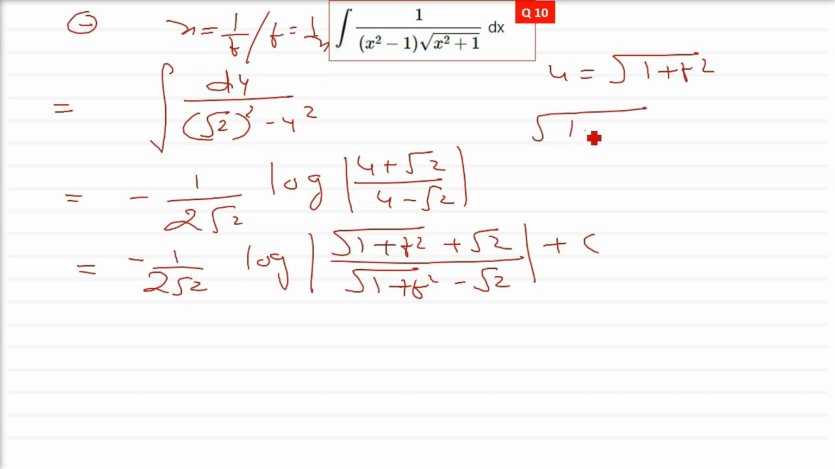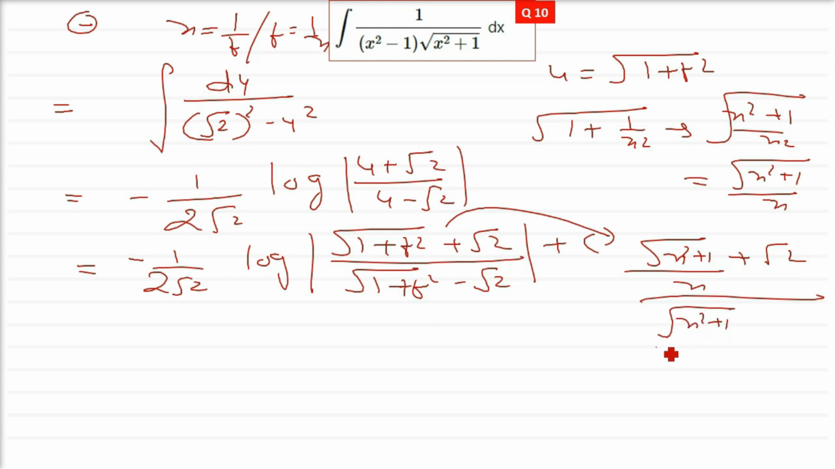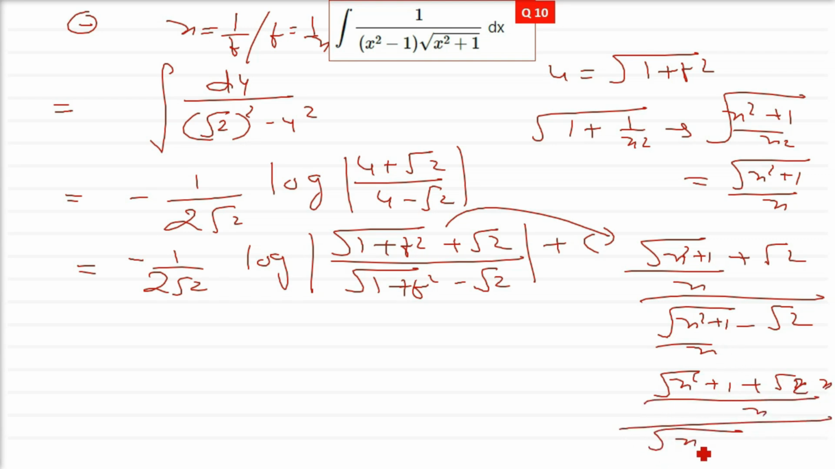And one more thing is remaining, because t was taken as 1 by x. So t is 1 by x because x was taken as 1 by t. So what are you going to get? 1 plus t square, in place of t write 1 by x. So you'll get 1 plus 1 by x square, that is x square plus 1 in the under root divided by x. So when you put it here, root x square plus 1 divided by x plus root 2 divided by under root x square plus 1 divided by x minus root 2. So you can take the LCM: under root x square plus 1 plus root 2 x in the numerator and under root x square plus 1 minus root 2 x in the denominator, divided by x. You can cancel these two x's.